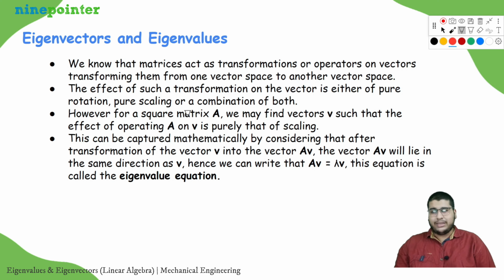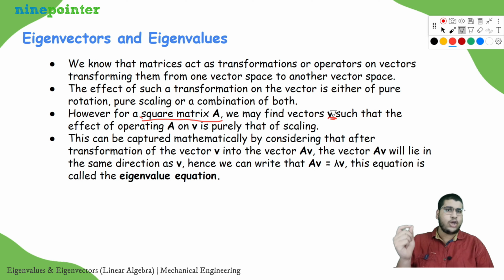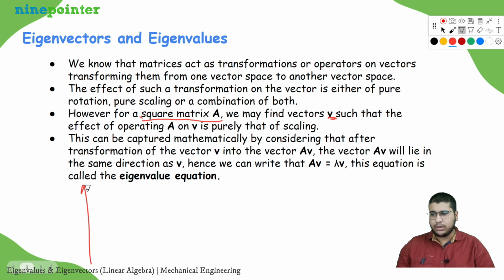But for square matrices, it is really important to observe that this is strictly for square matrices, there may be some vectors V such that when A is operated on these vectors V, the result is a vector along the same direction as V, but it may get elongated, compressed, or remain the same. All right.